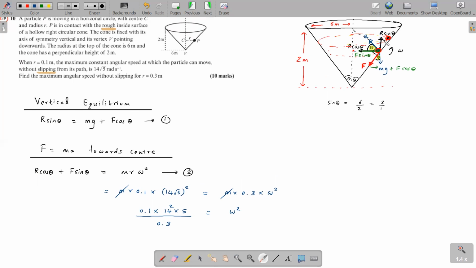Okay, because we are at the maximum friction, mu R is going to be the same. Even though you are at a different position, the mu R doesn't change, right? Normal reaction doesn't change. So basically, all of these things are remaining the same. So mr omega square value is constant at R cos theta plus F sin theta at the maximum friction. Therefore, all you have to do is equate the mr omega square value at the two different radiuses, and you can get the omega value at the radius 0.3 respectively.